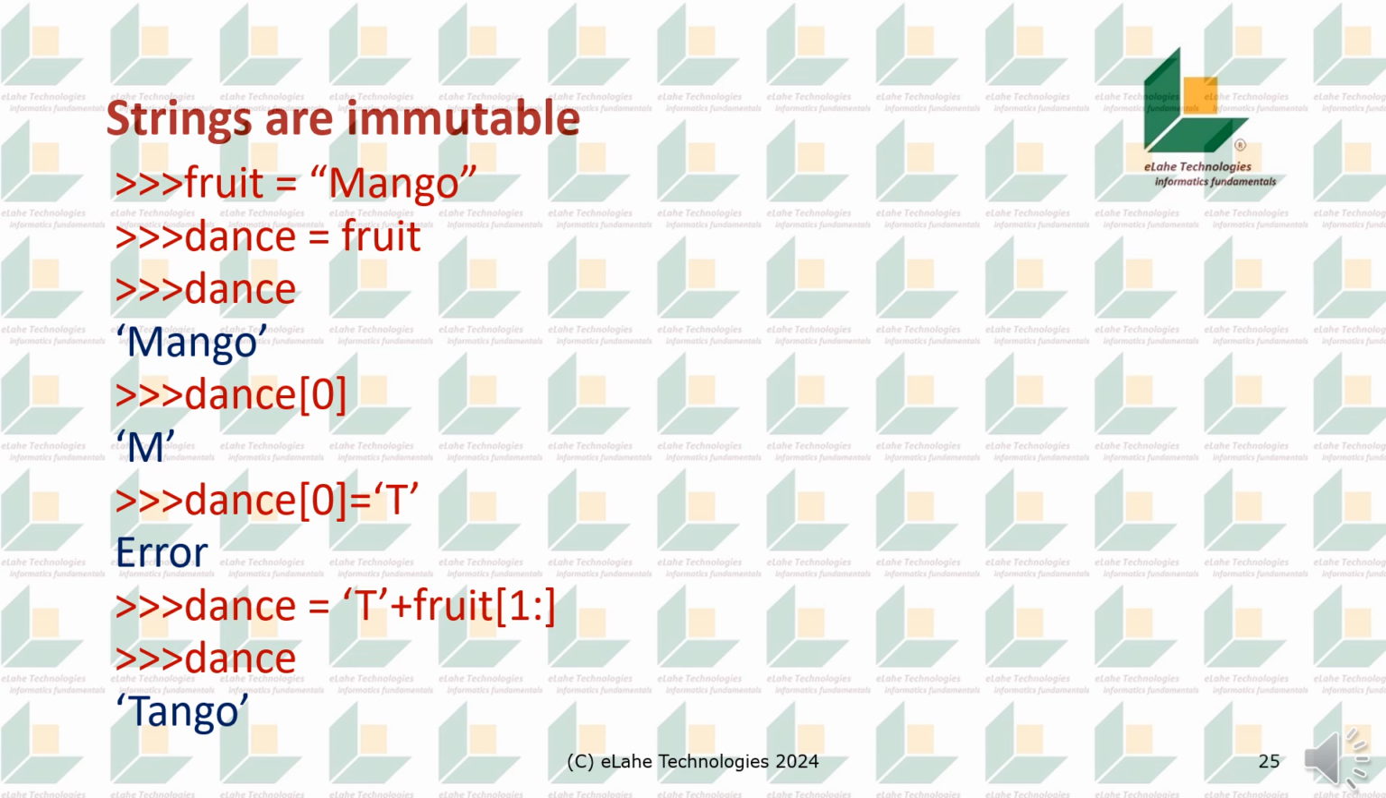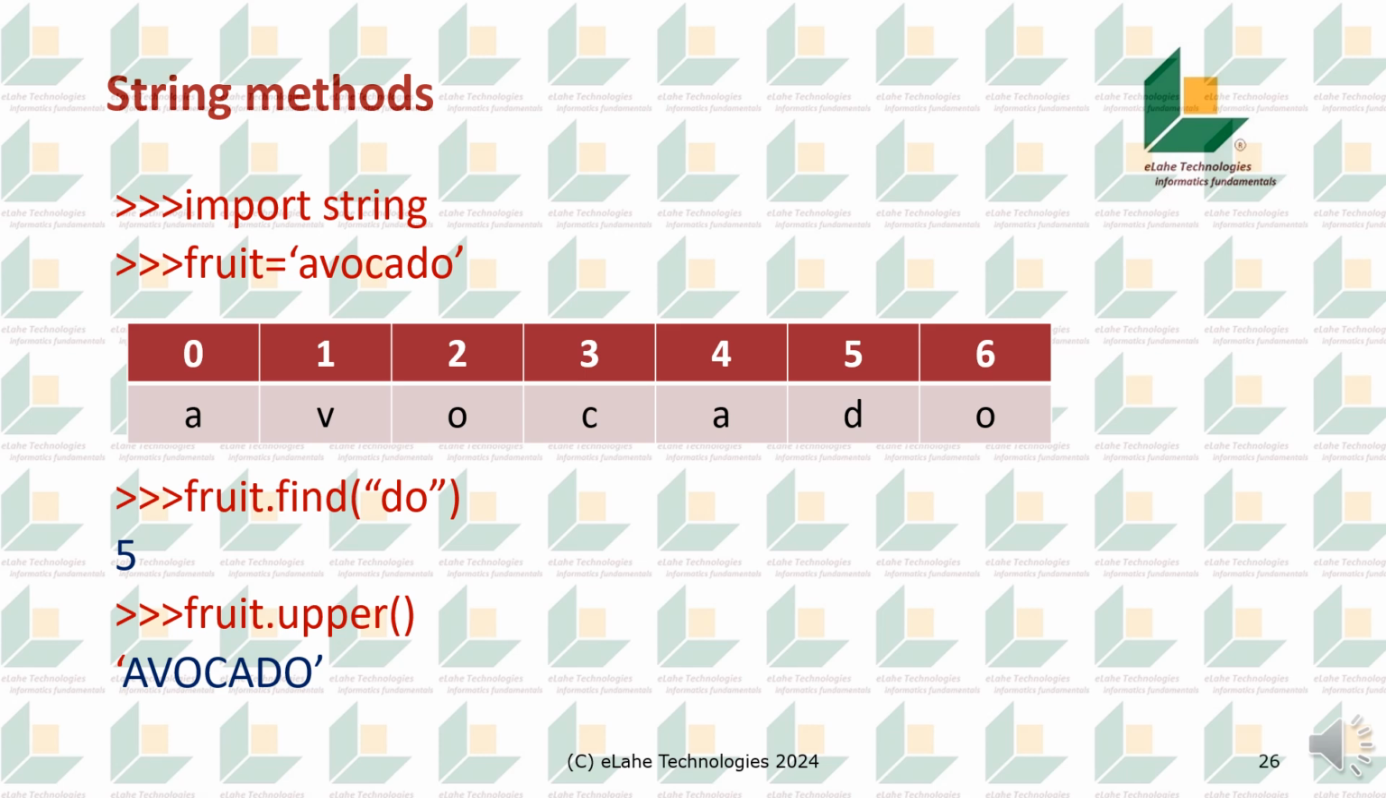A useful string method is find, which returns the starting location of a pattern substring within the string, or returns -1 on failure. Here find locates the substring do in the string avocado.